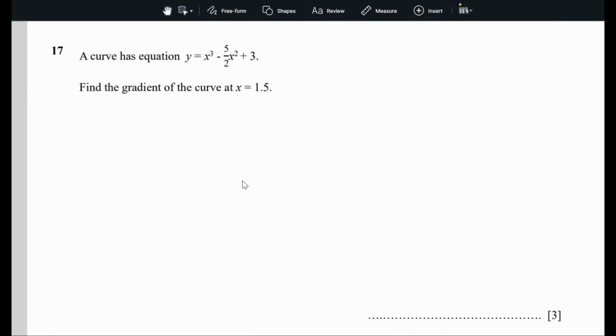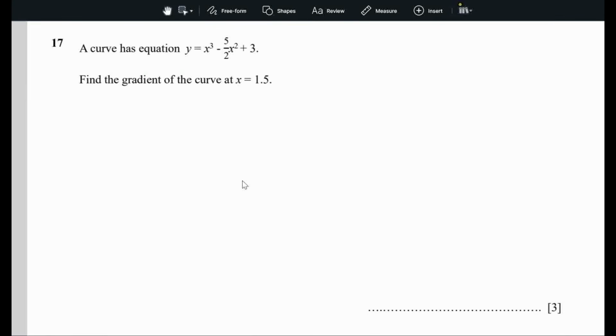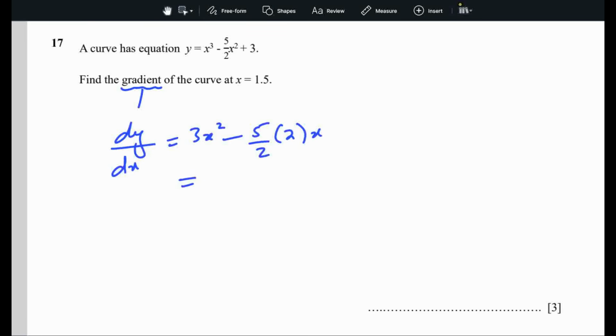Let's move to question number 17. A curve has this equation: find the gradient of the curve at x equals 1.5. So for gradient, which means dy by dx, dy by dx will be equal to 3x square minus 5 by 2 into 2 whole power x, and the gradient of the constant will be 0. So this will be equal to 3x square minus 5x. Now just put x equals 1.5.